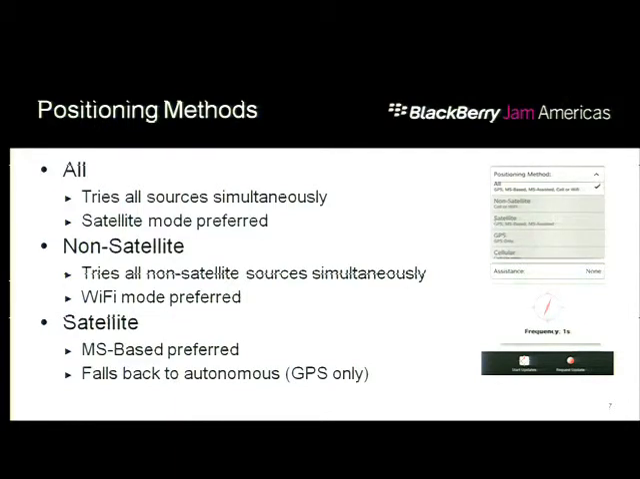Now, there is another mode called non-satellite. Again, it stands for its name. It's going to try all the methods that don't involve any satellites. So in this mode, the location manager is going to try cell tower and Wi-Fi.